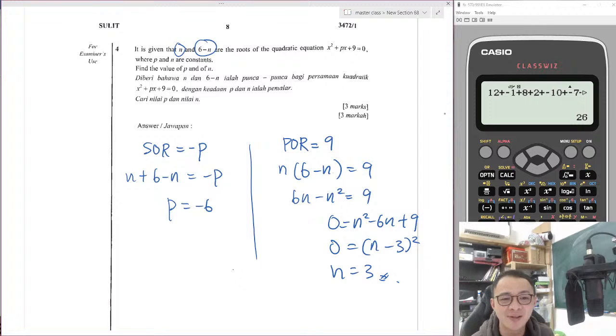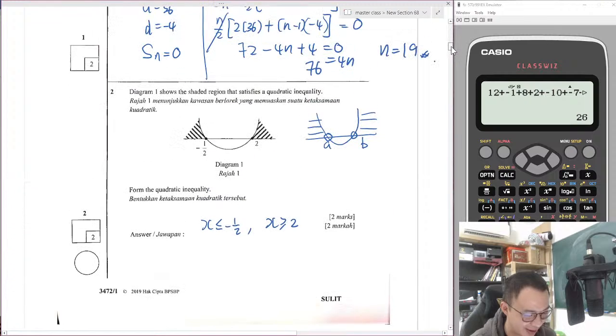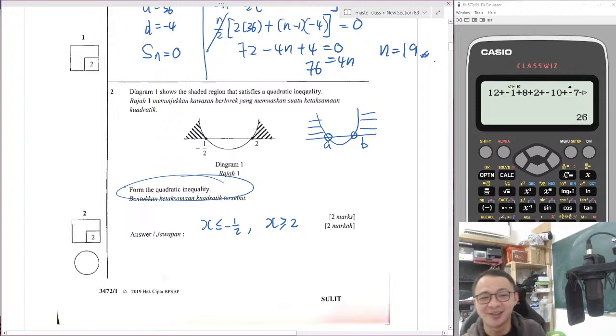Your answer is different from the answer given by the book. Really? Number 2? Let me see. I hope I didn't make any mistake in number 2 here. Yeah, because I haven't finished. Thanks to Chua Jia Yuan for telling me. Because this is not yet the quadratic inequality, I need to form the equation, isn't it? So I haven't finished it.